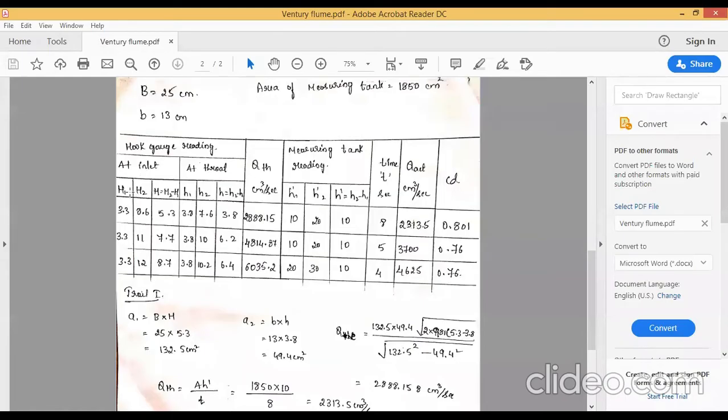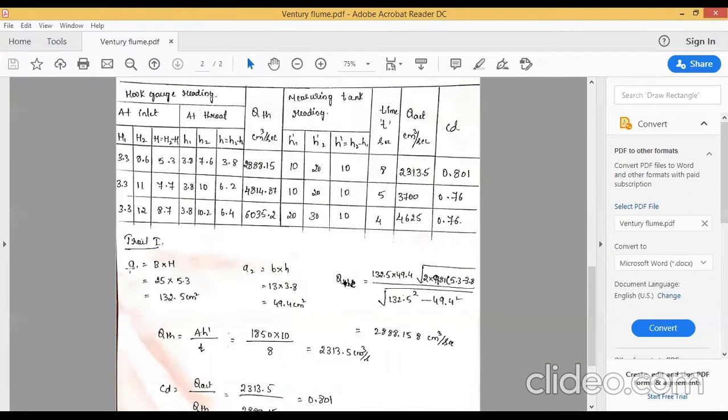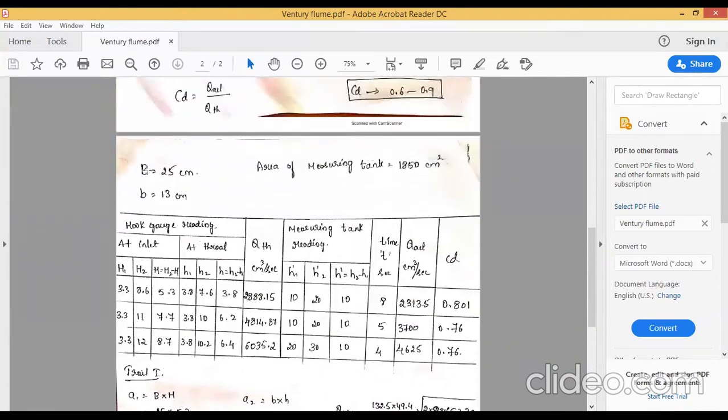Yes, from the laboratory we got that at the inlet, the initial reading or the hook reading at the bed of the channel is 3.3. We got 3.3, and always it will be 3.3 only for the initial reading, and the depth will change as you increase the discharge. So at the first trial you will get 8.6, and the difference is 5.3, and again at the throat the difference is 3.8, and you should find area 1 and area 2, the area at the inlet and the area at the throat. It is given that the breadth of the channel is 25 centimeters and the breadth at the throat is 13 centimeters, and the area of the measuring tank is directly given, 1850 centimeters square.